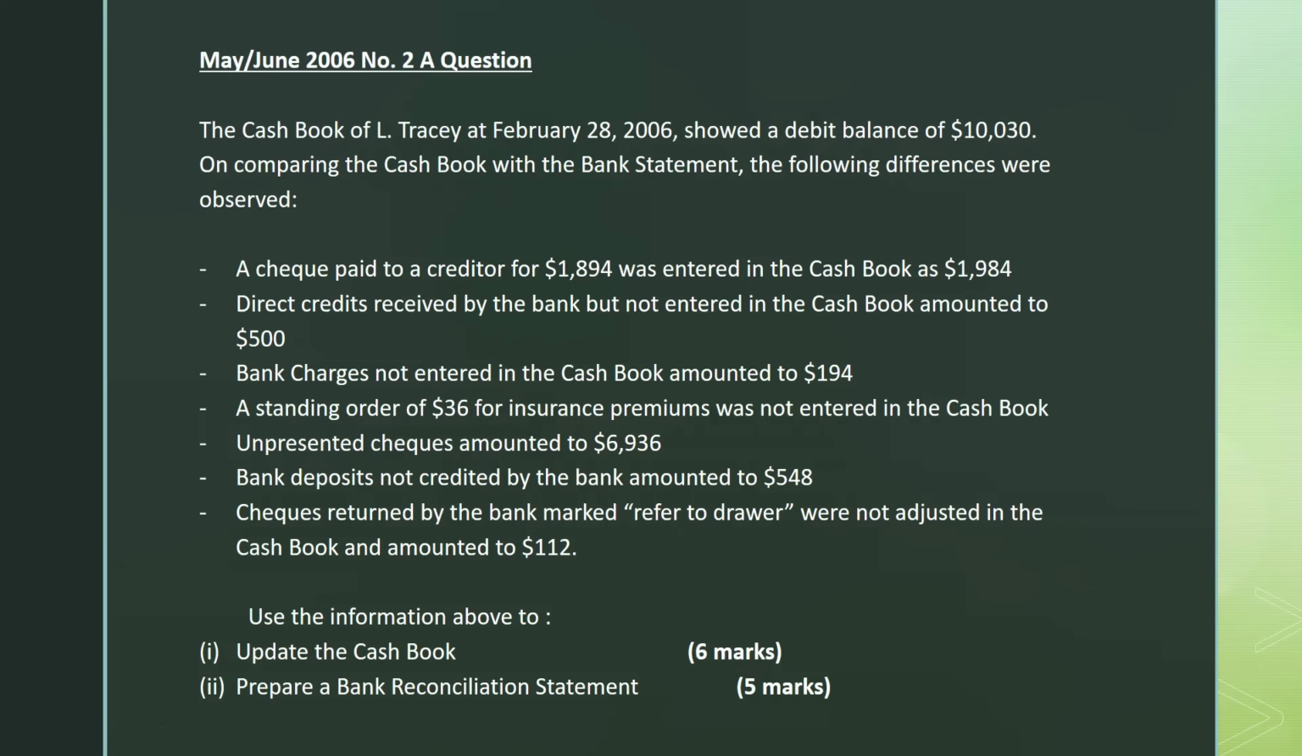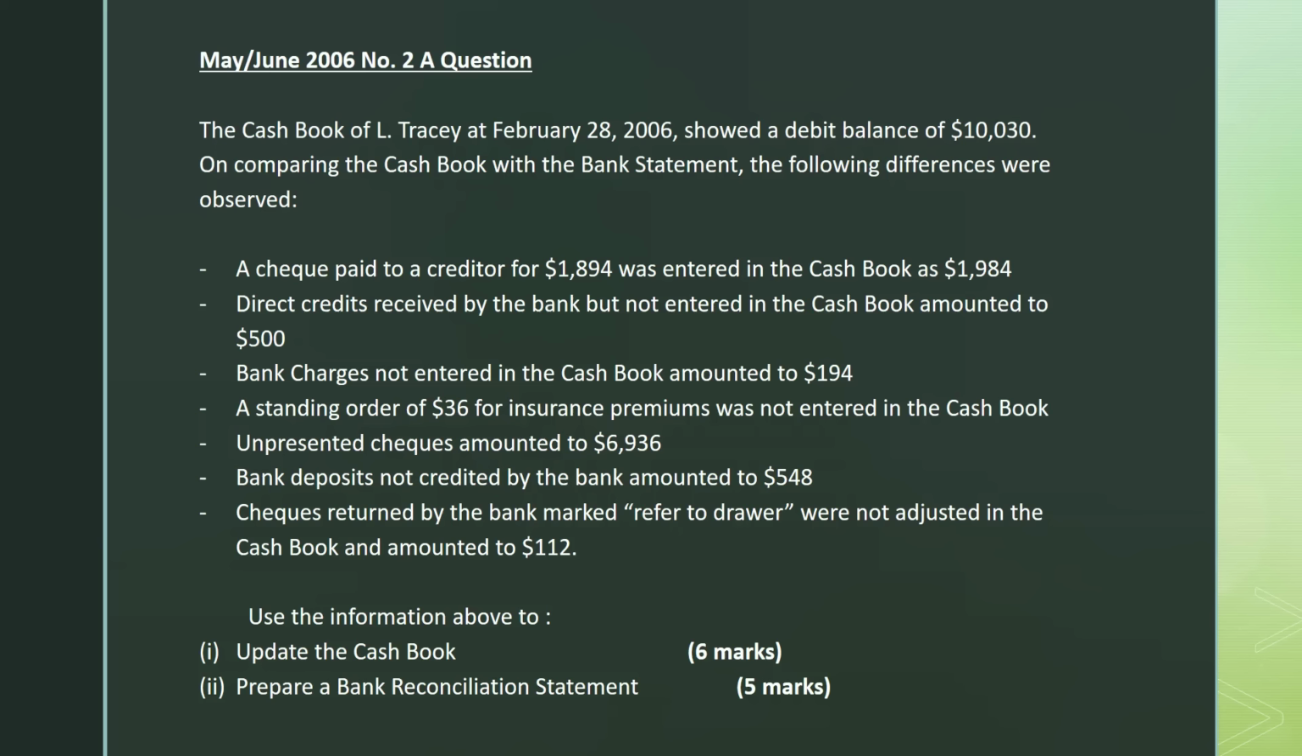The second one, direct credits received, so that's money we're getting by the bank but not entered in the cash book, amounted to 500. Does this go in the revised cash book? Once it's in the bank statement but not in the cash book, it has to go into the revised cash book. If it's money we receive, where would it be? Debited or credited? Debited. So we debit our cash book 500.